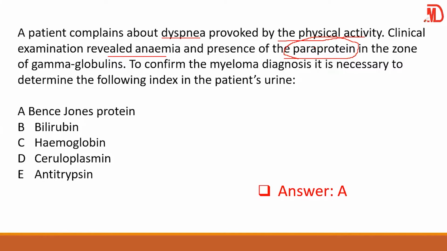All of these simply mean that there is too much protein in the body. So of course, we're talking about gamma globulins or immunoglobulins, an abnormal amount of it. So we use Bence-Jones proteins to confirm that indeed there is myeloma. And again, what is ceruloplasmin used for? Copper.